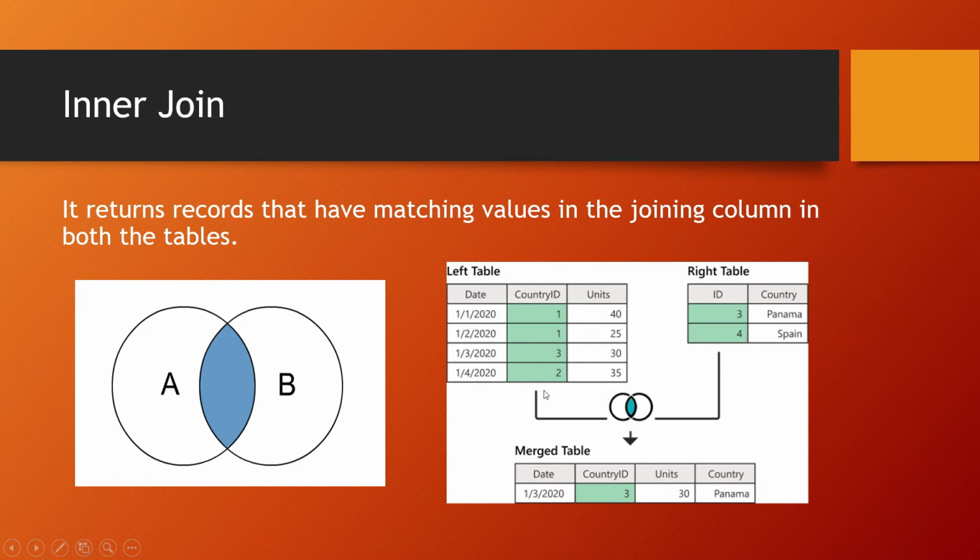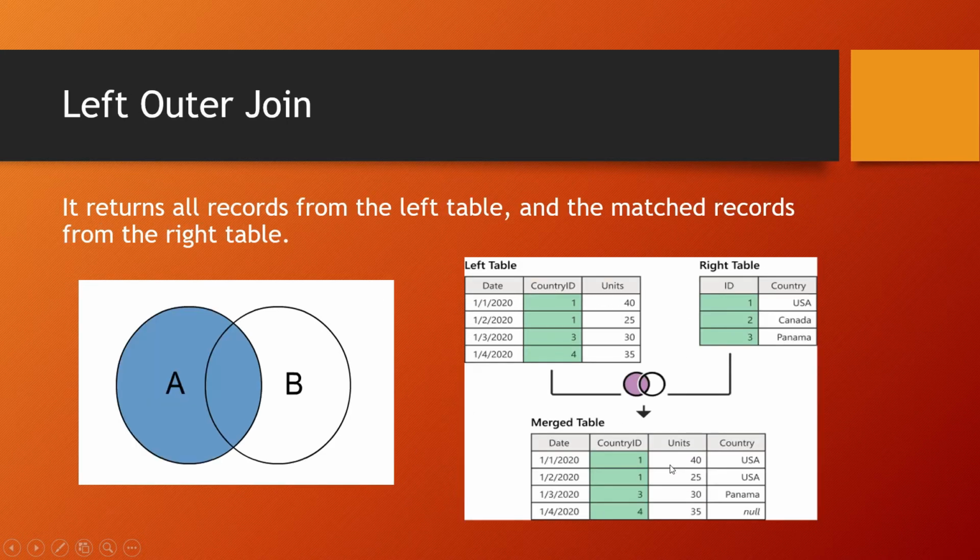Here country ID is the primary key, here ID is the primary key, and when we merge the two using the inner join, we get only the row record with country ID equals to 3. Why is it so? Because it is the only value that's present in both the primary key columns of both the tables.